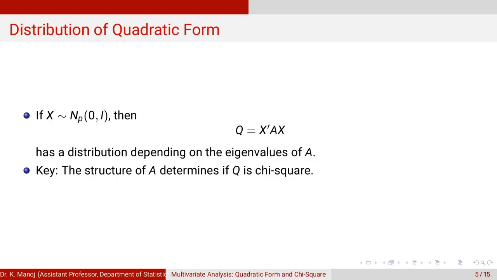When x follows a multivariate normal distribution, the distribution of Q equals x prime A x depends on the eigenvalues of matrix A. Not every quadratic form is chi-square. The matrix A must satisfy specific properties.